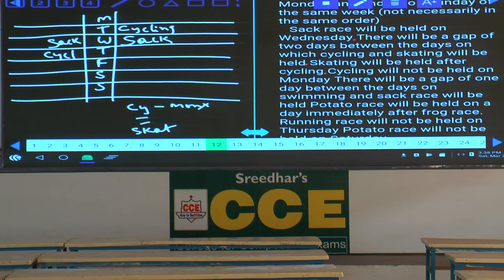And between cycling and skating, there must be exactly 2. Hence, in the first case, skating must be on Friday. And in the second case, cycling, 1, 2, skating must be on Sunday. This is the second case. Done with this? Between cycling and skating there must be exactly 2, and cycling will not be held on Monday. There will be a gap of 1 day between the days on which swimming and sack race will be held.